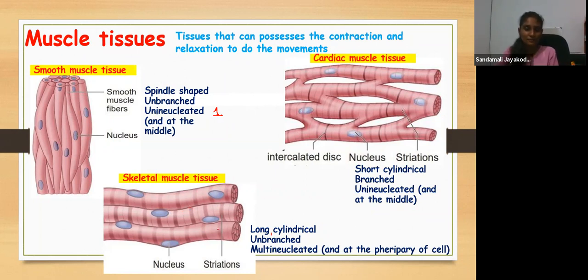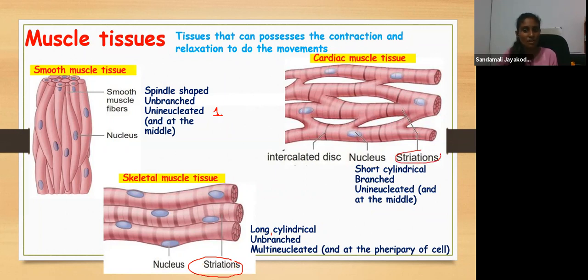And then another special feature they have is striations. There are some cross lines in their structure. They are named striations. These striations can be found in both skeletal muscle tissue and cardiac muscle tissue. These are the striations.